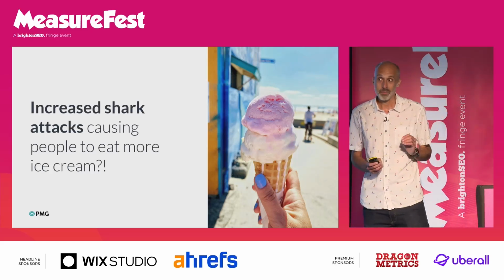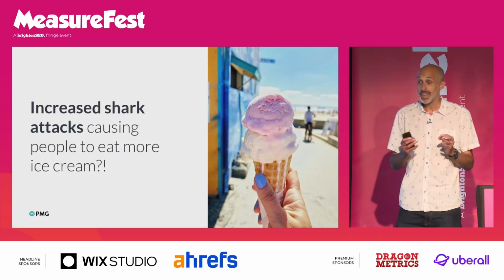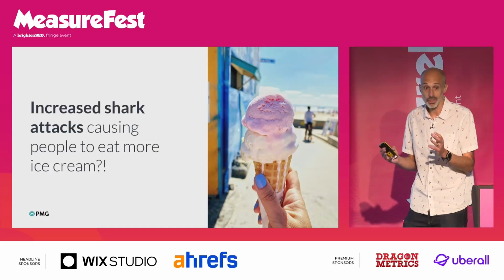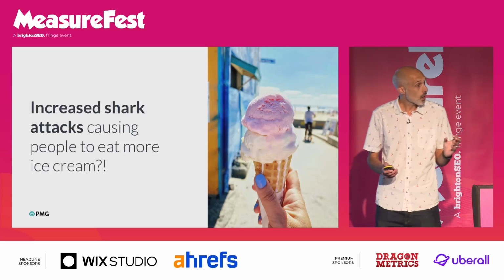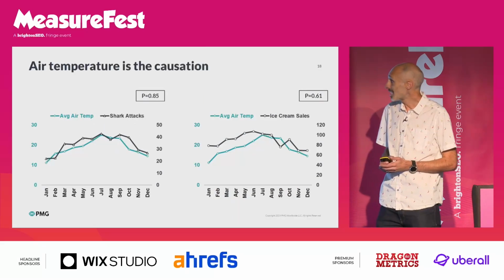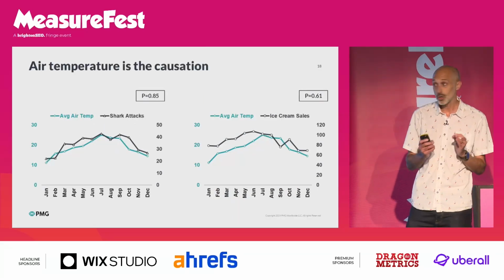There's either two things happening here. Either the correlation is completely spurious and those two data sets should never be on the same visual, or there's an underlying factor at play. Which is the case here. Air temperature is the causation.